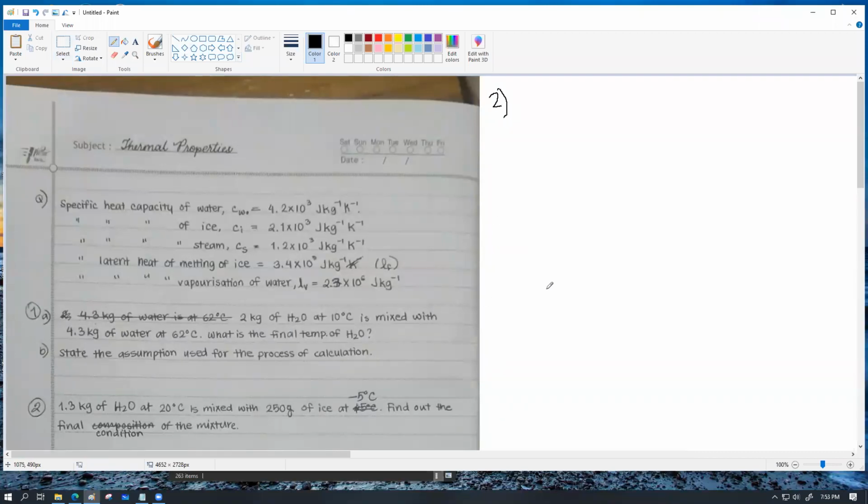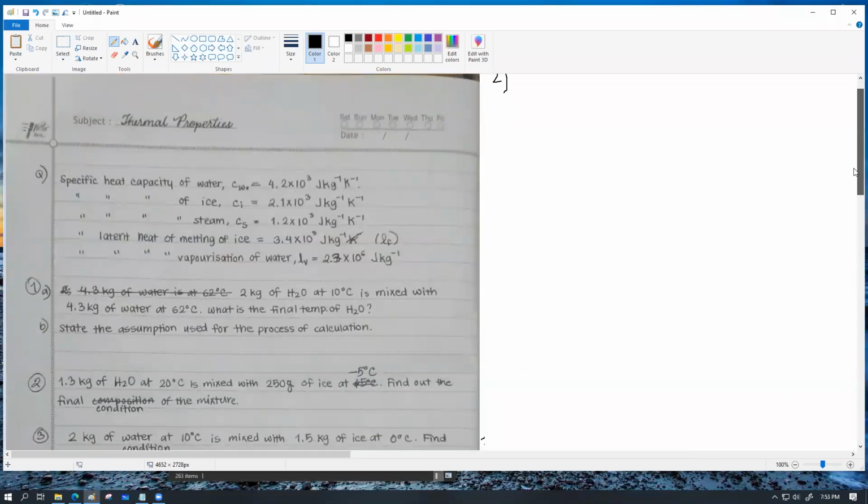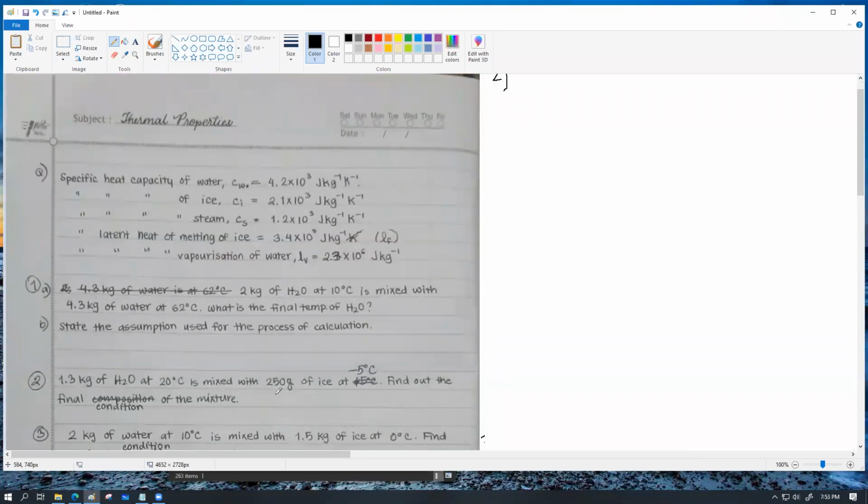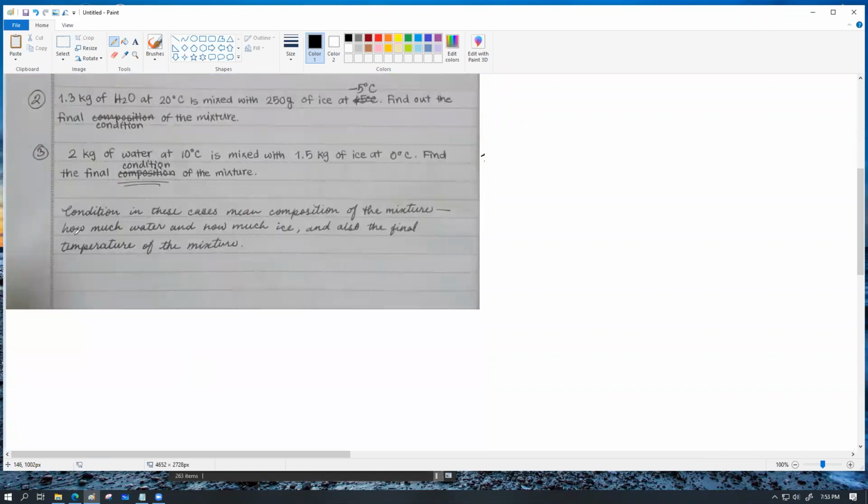Have a look at question number 2. Question number 2 might not be that difficult, but still, let's have a look at what is happening. The question reads that 1.3 kg of H2O at 20 degrees Celsius is mixed with 250 grams of ice at -5 degrees Celsius. Find out the final condition of the mixture. This condition essentially means to think. Condition in this case means the composition of the mixture.